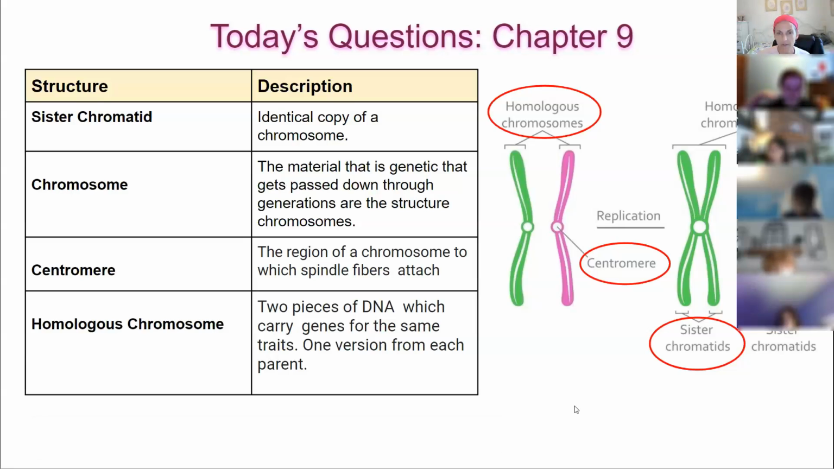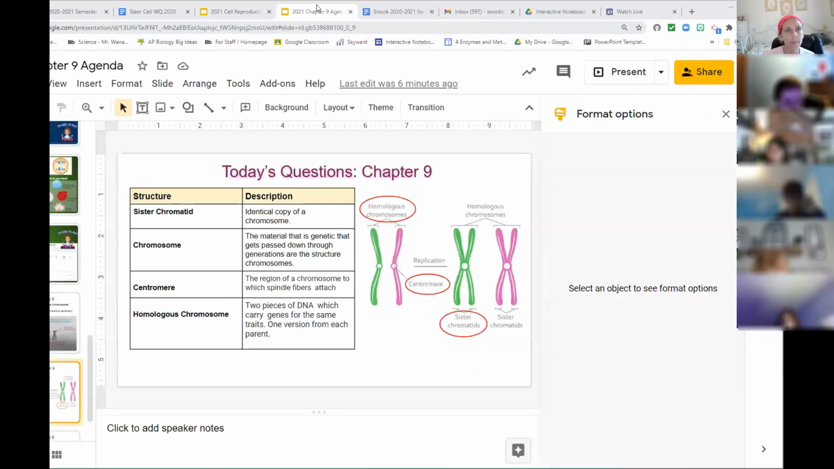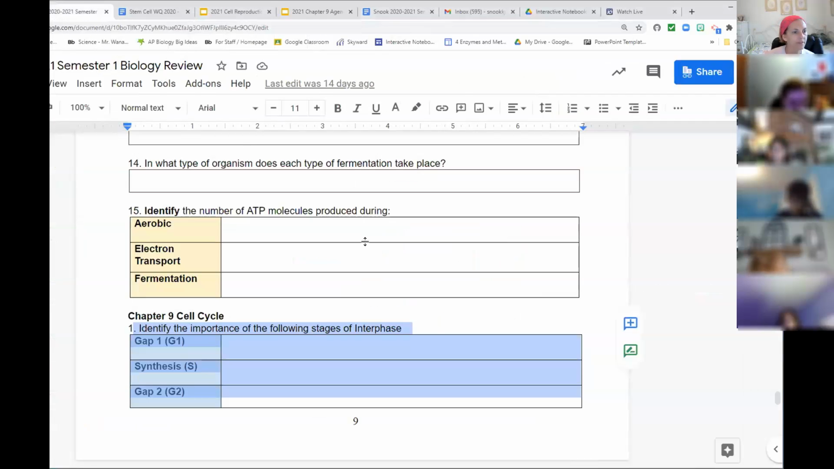Okay. Are there any other questions from chapter 9 that I can field? Number 5. Okay. I have to exit out because those were the two I've done so far. Number 5.